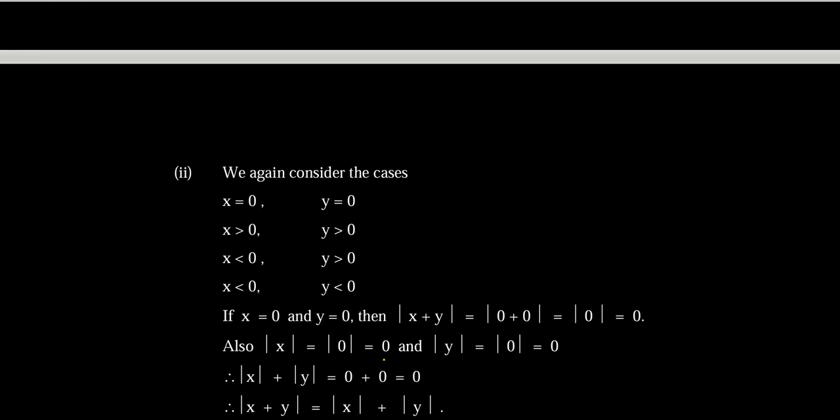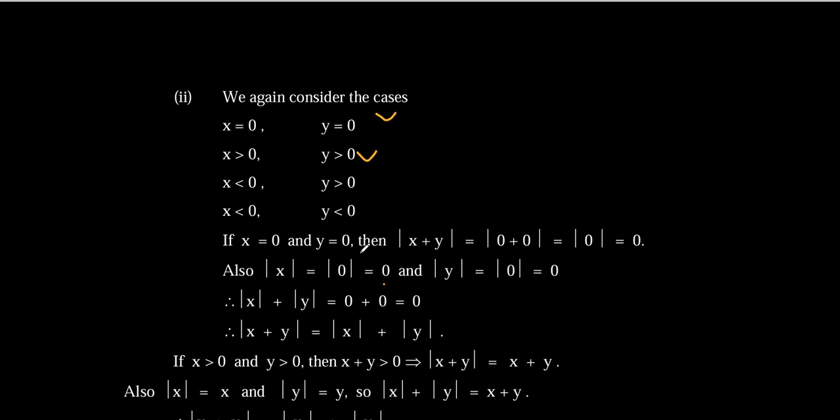That's one case. Now, there's also another case where both x and y are greater than 0. There's also a third case where x is less than 0 and y is greater than 0. Then there is one more case where x is less than 0, y is also less than 0. That's both are negative, right? So you take your time.